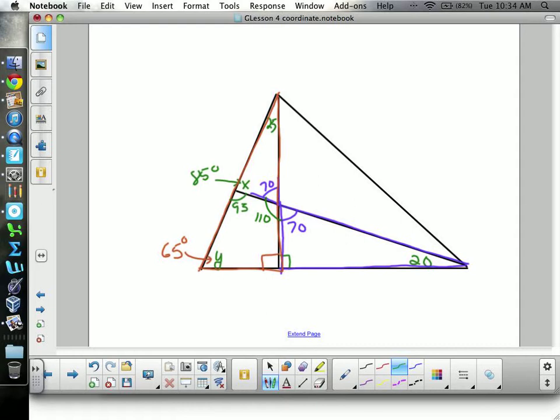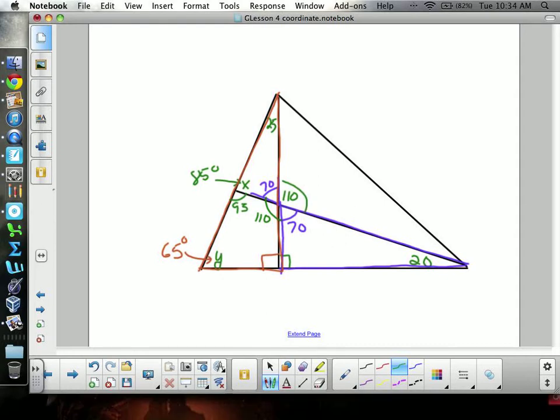I get this angle as 110 over here. I don't think I can get these two angles. I just don't have enough to do it. Can't quite get those. But look, I've solved a whole lot of angles. And that's the way these problems work: even if you don't find the one you're looking for right away, you find other angles first.